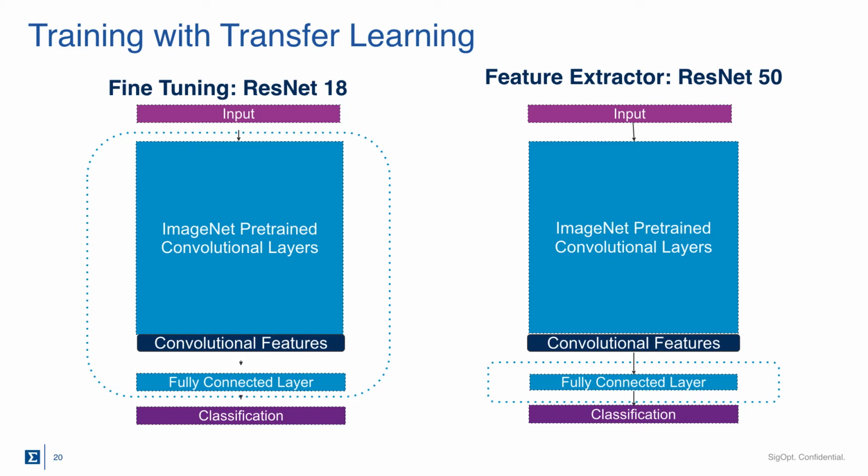In fine-tuning, we're going to use an ImageNet pre-trained model as our base, and then continue to train that model on our specific data set beyond that point. And for feature extraction, we're going to use the ImageNet pre-trained model as a way to extract features from our data set, the Stanford Cars data set, and only train the fully connected layer.